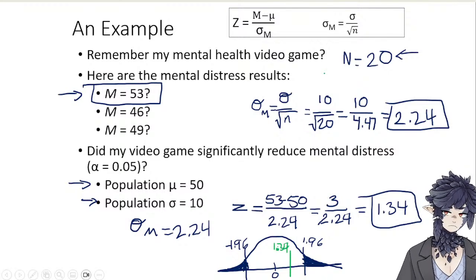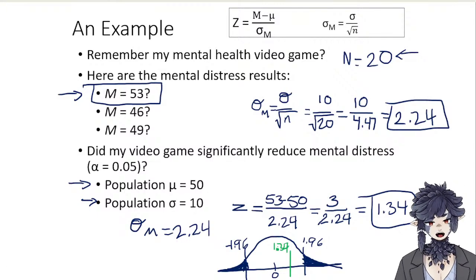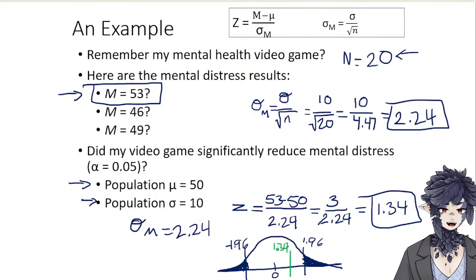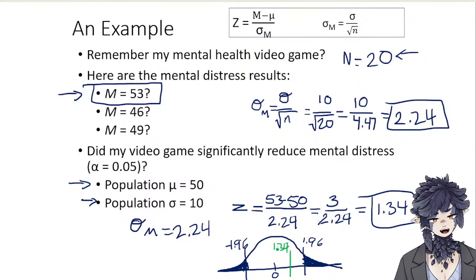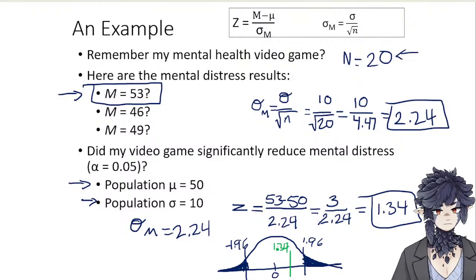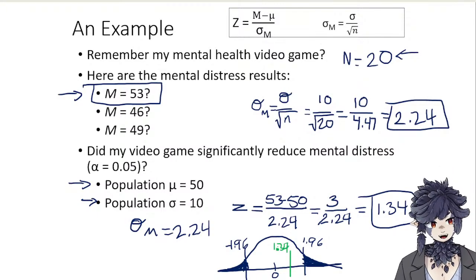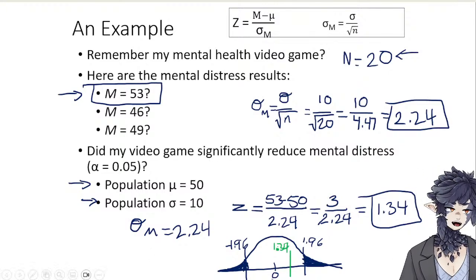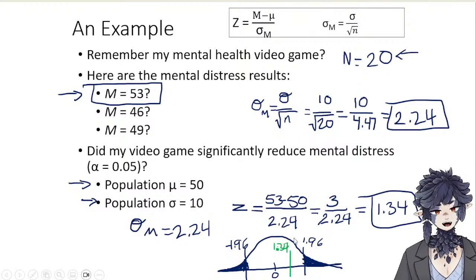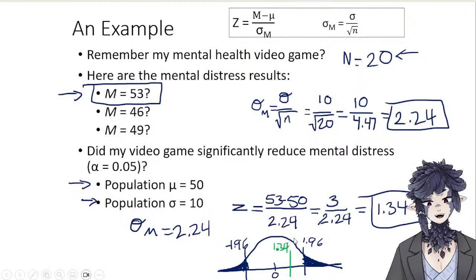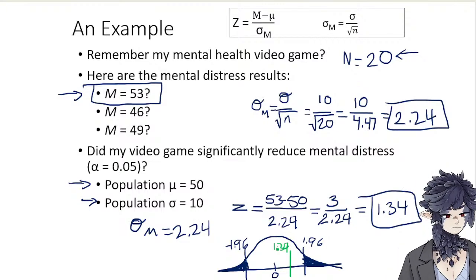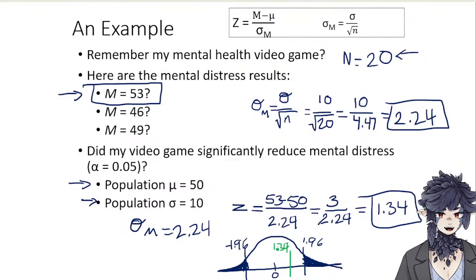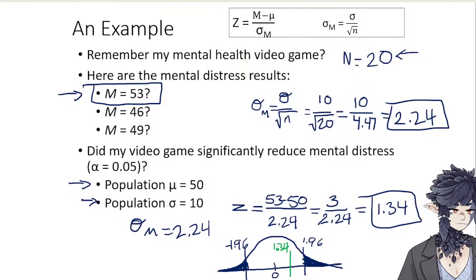This is still within the realm of error. This could just be sampling error. We cannot conclude that my video game affected people's mental health, either for better or for worse. Thank goodness, I am not liable for those higher mental distress scores. So this could have just been sampling error. We failed to reject the null hypothesis. We can't conclude my video game did anything to people's mental health, for better or for worse.